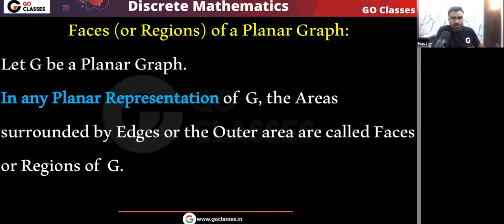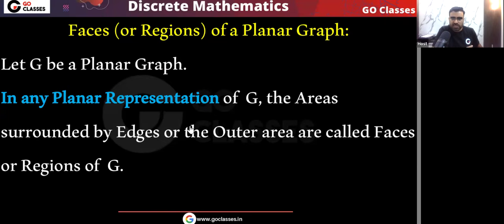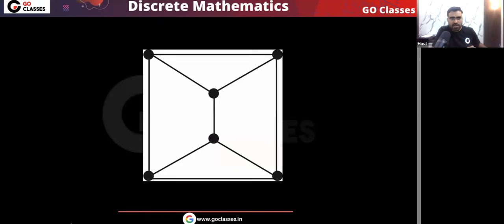Now let's move on and see the definition of face. This is a very important point: when you are finding faces, or regions, of a planar graph, you have to consider a planar representation, basically that drawing which has no edge crossing. So in any planar representation, the area surrounded by edges or the outer area, these are called the faces or regions of a graph.